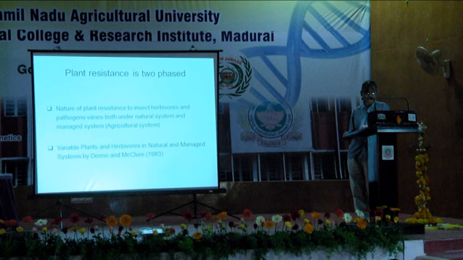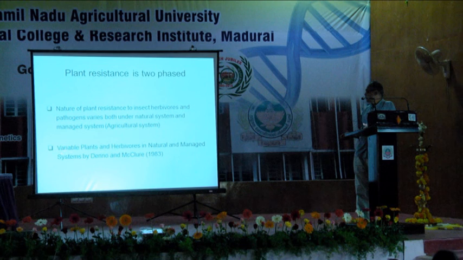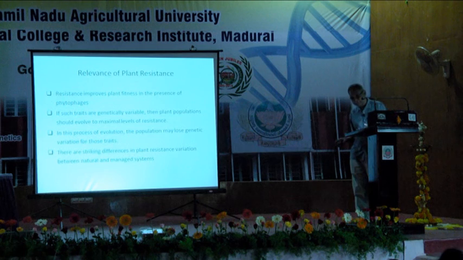And most of the time, we are doing our research just to confirm the results already published. We do confirmatory research rather than going for exploratory research. Variable plants and herbivores exist in natural and managed systems, and we are doing all these things under the agricultural system. But when we look at the natural system, the resistance becomes very complex and uncontrollable.